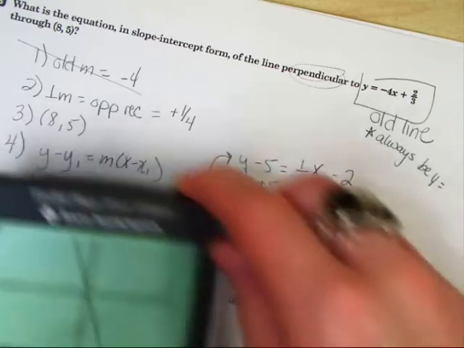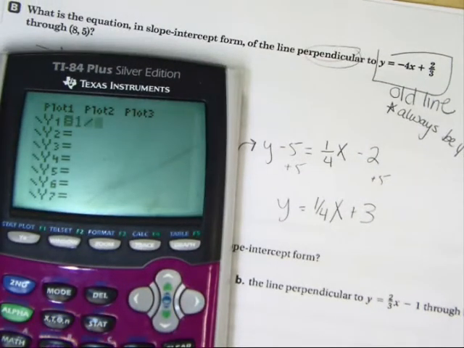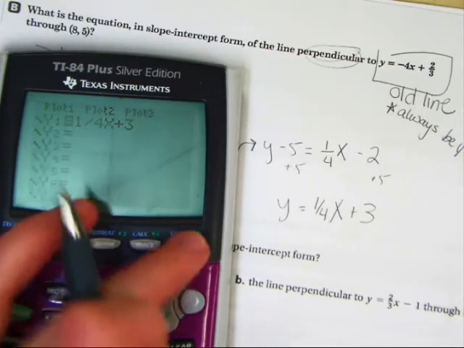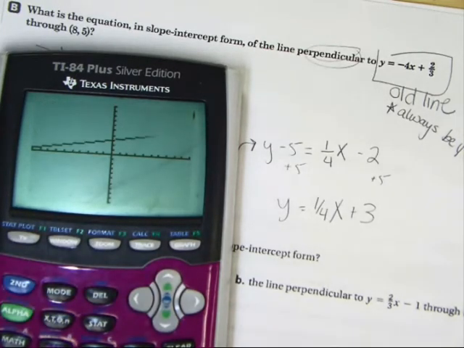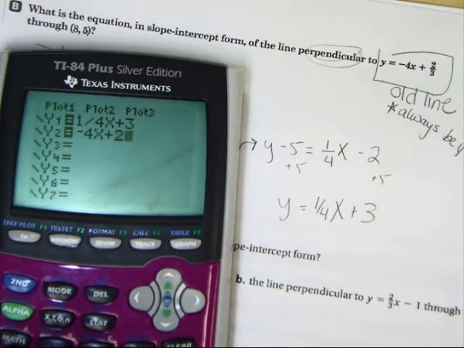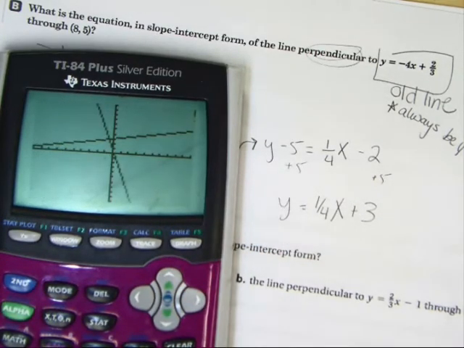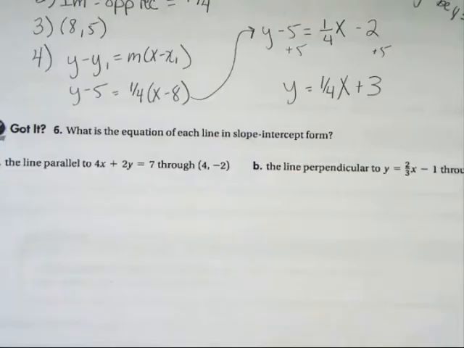Now if you want to see how well we did, go back to your calculator. You plug in 1 over 4x plus 3, graph it, along with your old line, negative 4x plus 2/3, and you will see you get perpendicular lines that run through 8, 5.